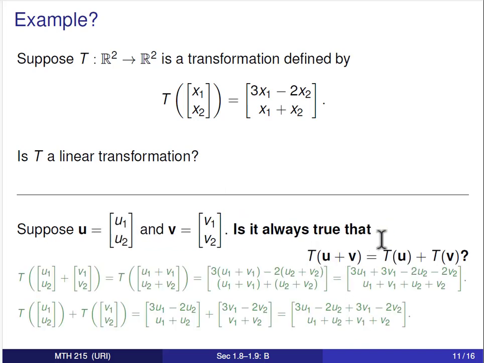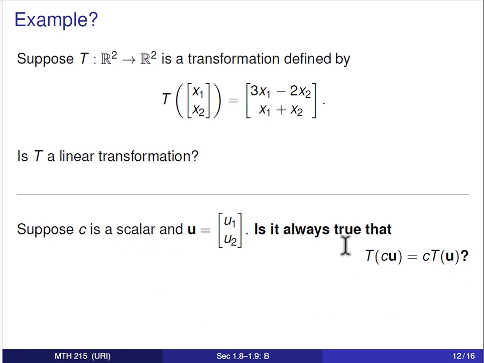So remember, that was the first thing we had to check. Is it true that T of u plus v is equal to T of u plus T of v? And the answer here is yes. We don't yet know it's a linear transformation, but we're off to a good start. Now we'll be able to finish by checking that second property. Is it always true that T of cu is equal to c times T of u when u is a vector and c is a scalar? So let's again write our generic u as (u1, u2). We'll suppose that c is just some arbitrary scalar, and we'll try to compute the left-hand side and the right-hand side and see if they're equal to each other.